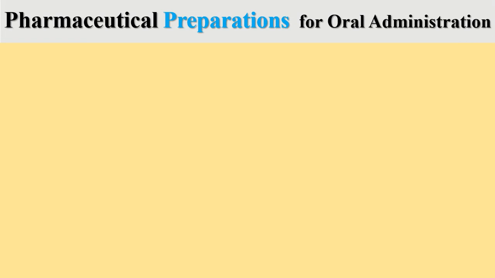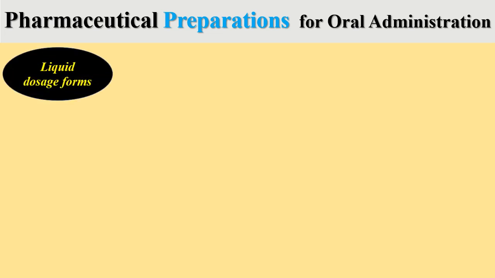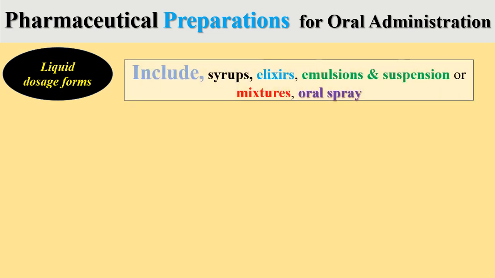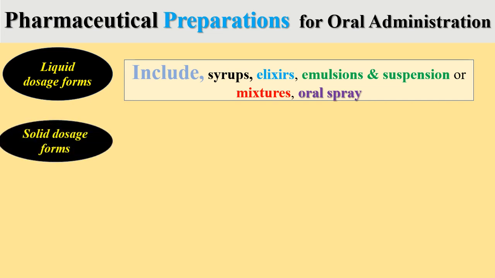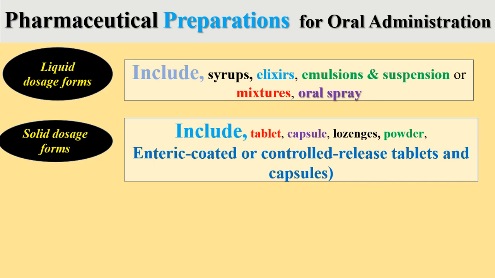So the oral administration preparations, that means the pharmaceutical preparations of oral drugs. Some of them are liquid, like syrups, elixirs and emulsion, suspension or mixture, or oral spray. These are types of preparation of drug that will be given orally. Also some are solid, like tablet, capsule, lozenges, powder, and also enteric coated or controlled release tablet.